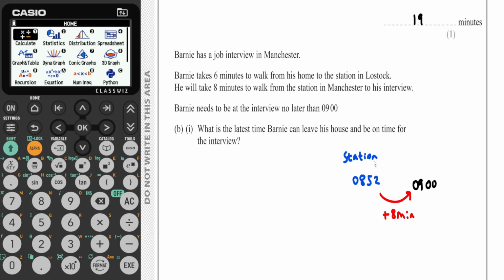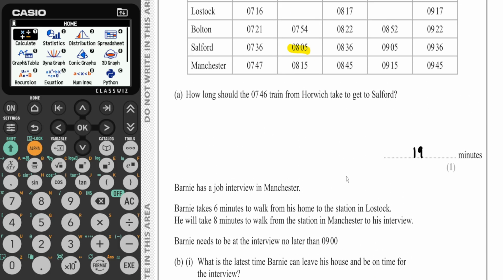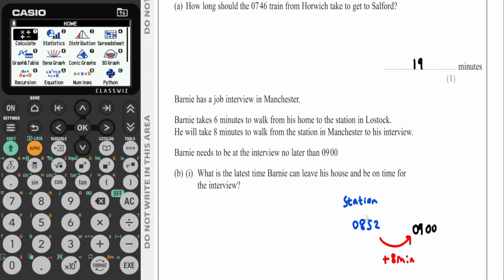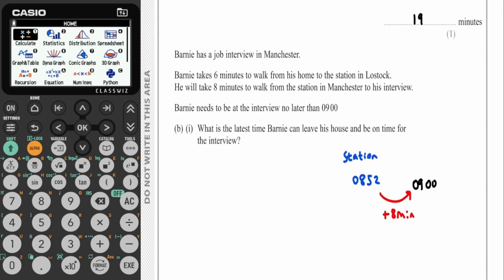So which train would he arrive at 8:52? Well, Manchester, there is no 8:52, but the one closest to that is 8:45. So we consider 8:45 instead.